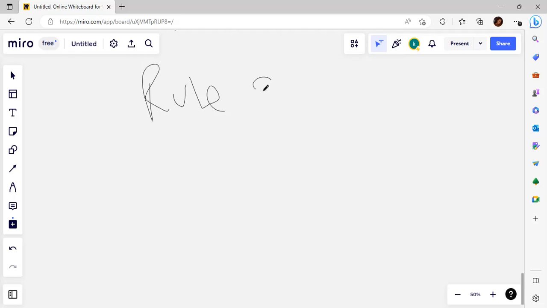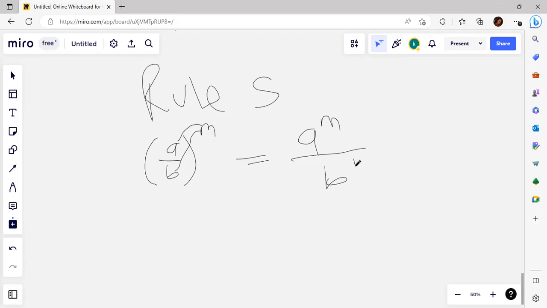Good. Rule 5 is when we have fractions inside a bracket and then an exponent outside the bracket. What do we do? We carry that exponent to each and every base that's inside the bracket. So it's going to be A to the power of m over B to the power of m.